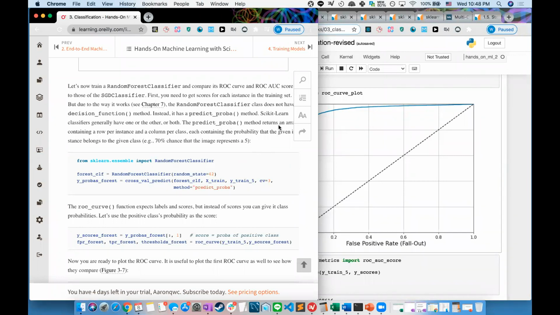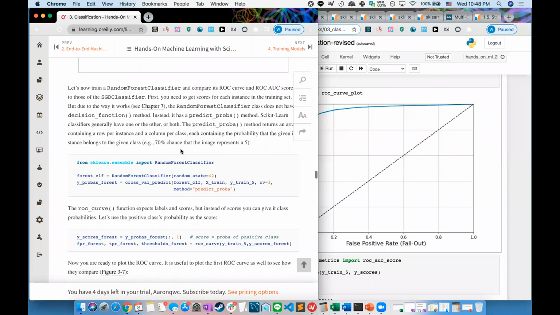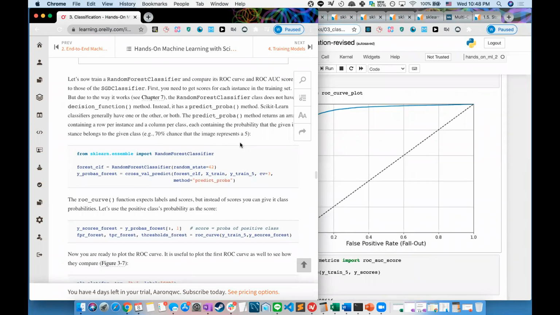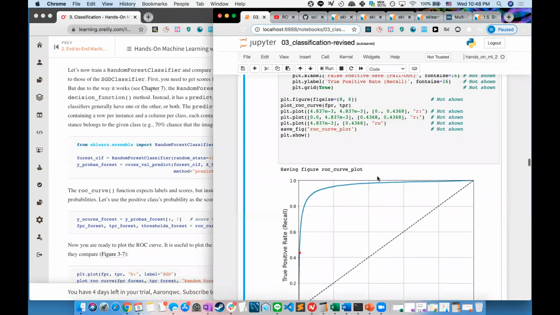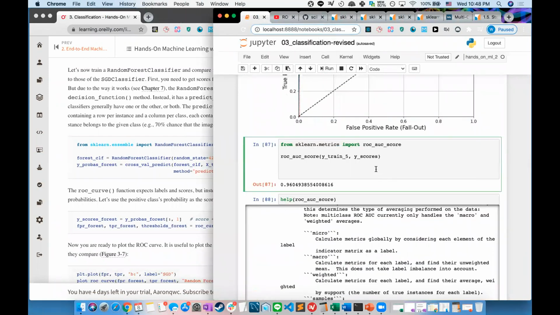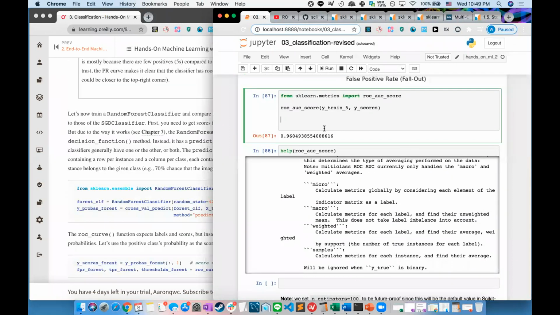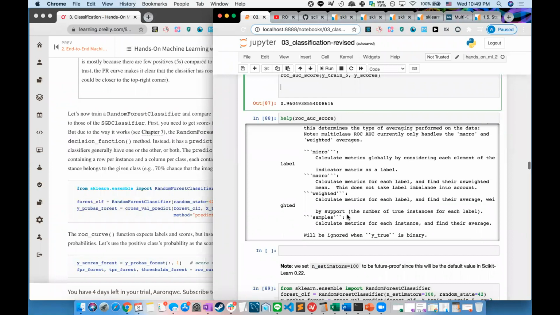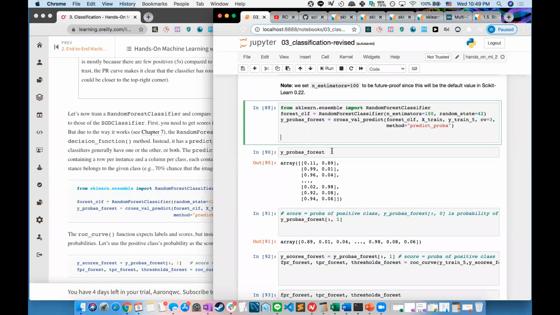The predict proba method returns an array containing a row per instance and a column per class, each containing the probability that the given instance belongs to a given class, for example, a 70% chance that the image represents a 5. So let me try to think, this is what we got in terms of the score. This is what I had.